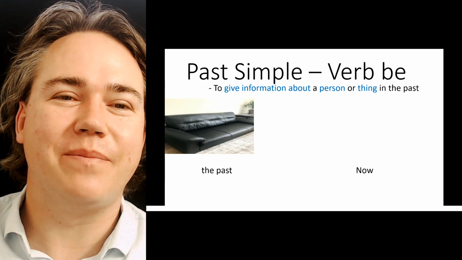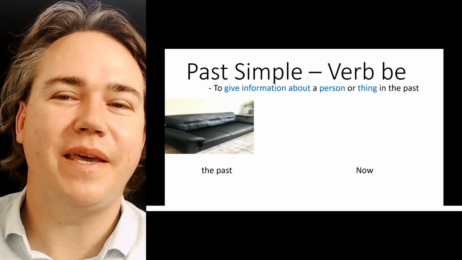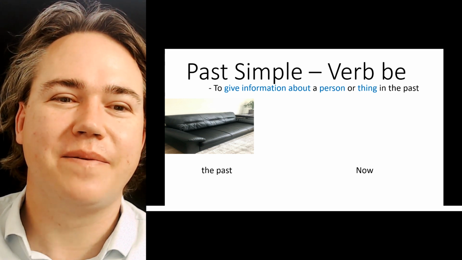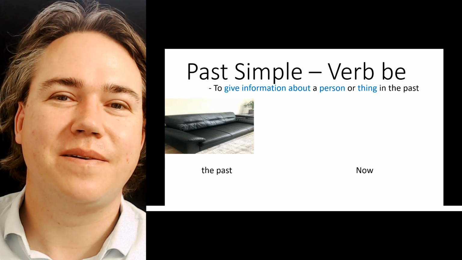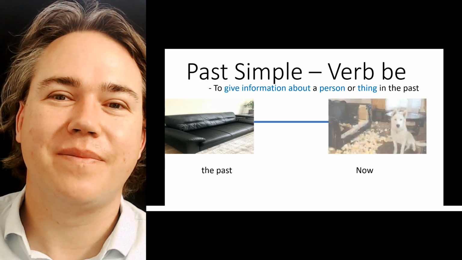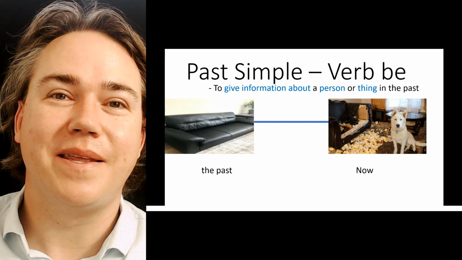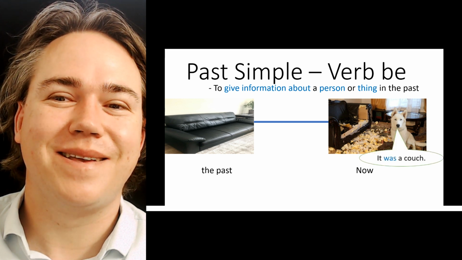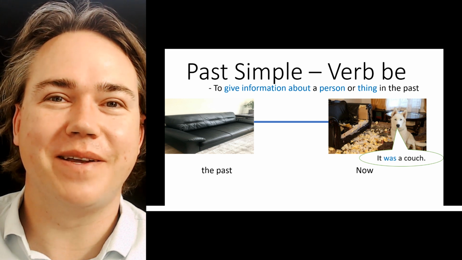Here's another example. To give information about a person or thing in the past, you also use verb be. So you can see that picture. It's a couch. But you have a dog who lives with you. And the dog says, that's right, it was a couch. It was a couch, and then I got hungry.